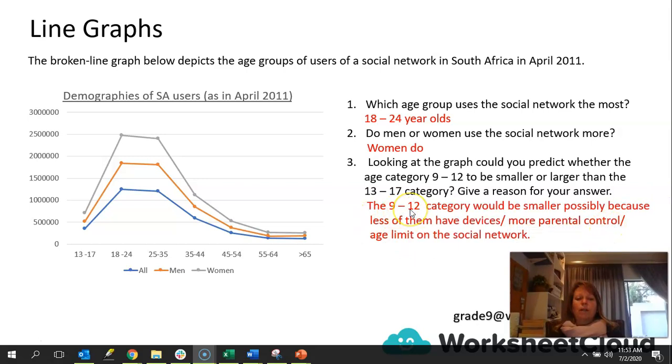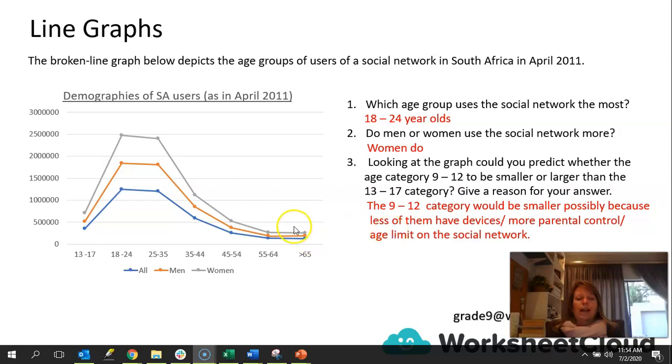It would be smaller, possibly because there are fewer of them that have devices. If you think about a 9-year-old to a 12-year-old, there are fewer of them that have devices than the 13 upwards. Or it possibly is more parental control, so they might have the devices, but they're not allowed to go onto the social networks. Or it could also be because there is an age limit on this particular social network. So it could be a number of reasons, and you just need to choose a logical reason that would explain why the 9 to 12-year-old category would be smaller than the 13 to 17 categories.